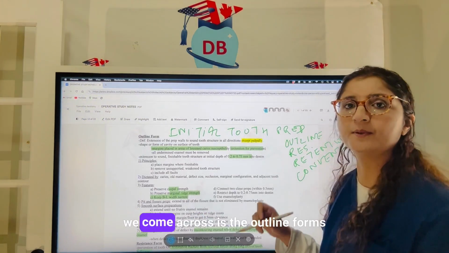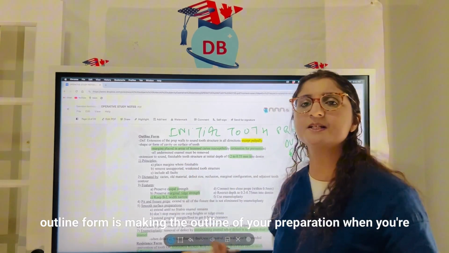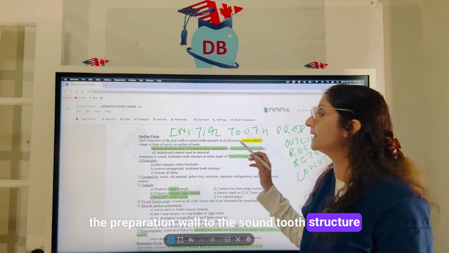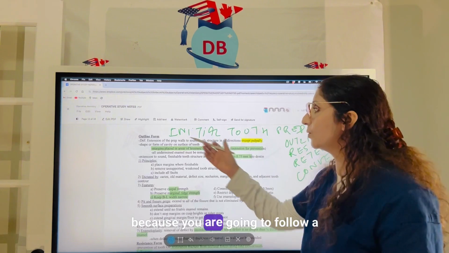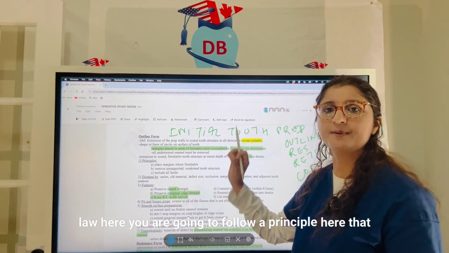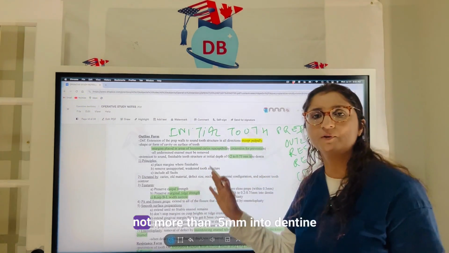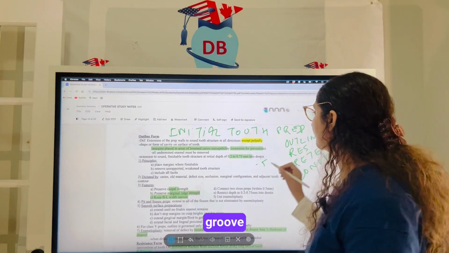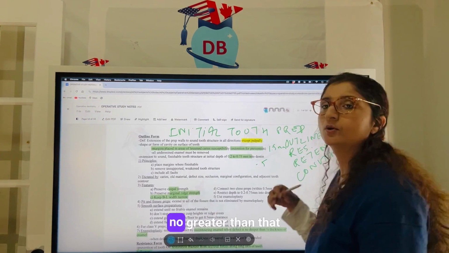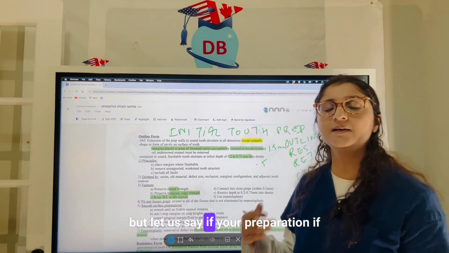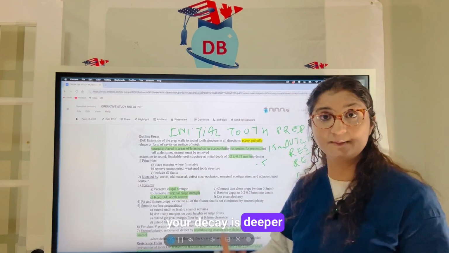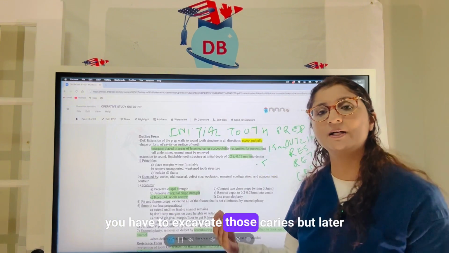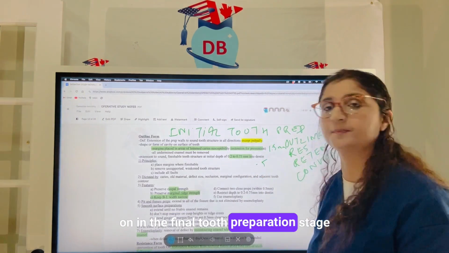The first form we come across is the outline form. So outline form is making the outline of your preparation when you're extending the preparation wall to the sound tooth structure except pulpally, because you are going to follow a law here. You are going to follow a principle here. That means you are going not more than 0.5 mm into dentine, or total depth of your preparation from the central groove should be 1.5 mm, no greater than that. But let's say if your decay is deeper, so just 0.5 mm into dentine is not enough, then you have to excavate those caries, but later on in the final tooth preparation stage.